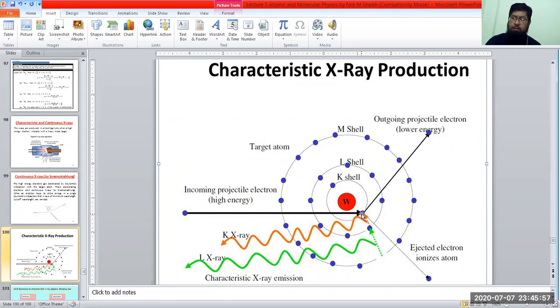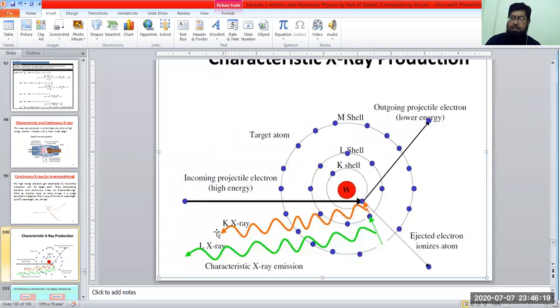filled up with the L shell electron, because if there is a deficiency, the L shell electron jumps down. So as a result, when the electron jumps from higher energy level to the lower energy level, the photon is emitted out. And that photon is known as the characteristic photon, and this is known as an X-ray.